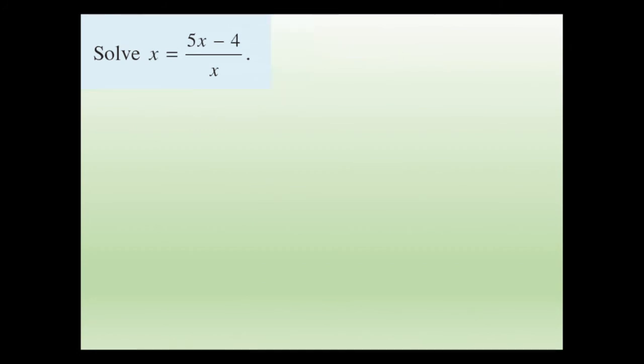Now, another example. What about this? This time, I'm going to multiply both sides by x. So I've got x squared equals 5x minus 4. Rearranging, x squared minus 5x plus 4 equals 0. Alright, what do we do? Factorize. That would be 1 and 4. Minus equals 0. So therefore x equals 1 or x equals 4.